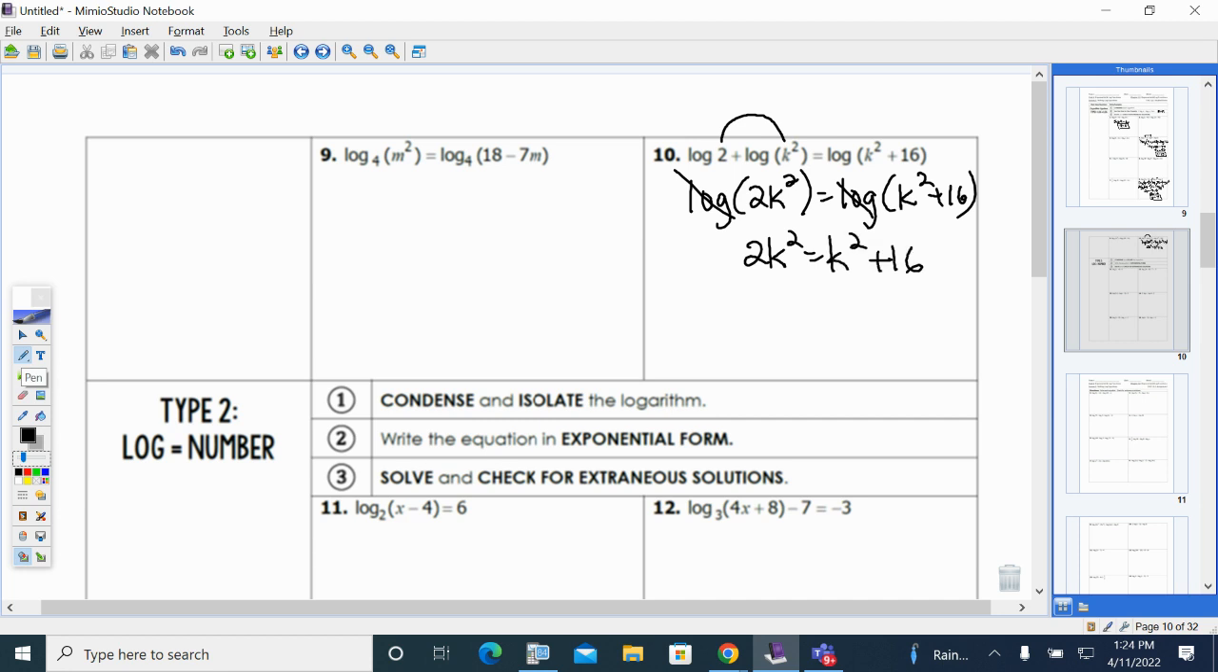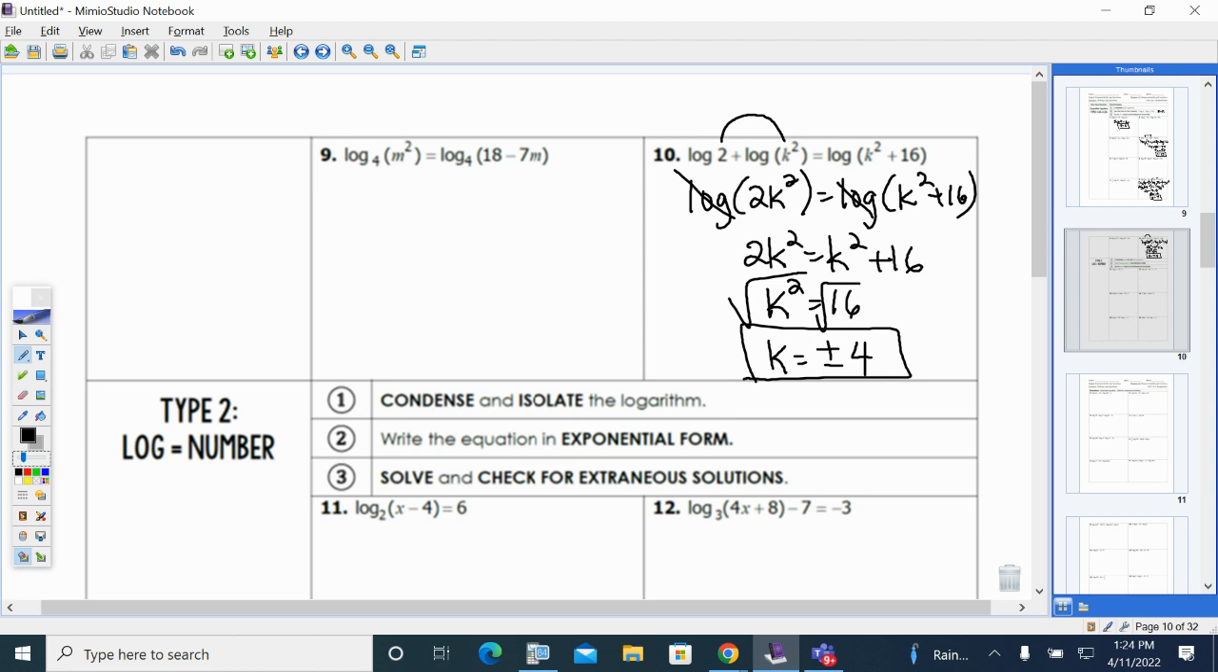And then I'm going to subtract a k squared. And I'm going to use my square root property here. And I get a positive and a negative 4. Now, you want to make sure that when you are using that square root property that you don't forget the positive and the negative. When you substitute in the positive 4, it will work. And when you substitute in the negative 4, it will also work. So we have 2 solutions for number 10.